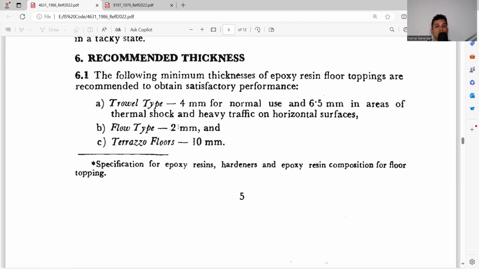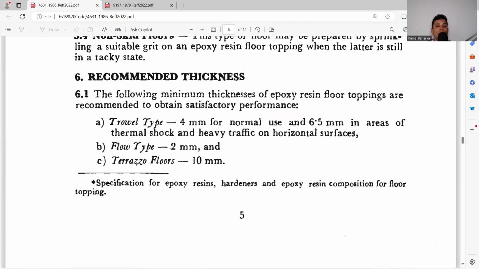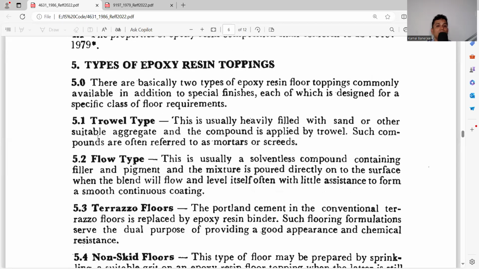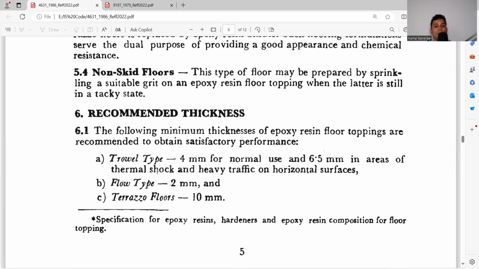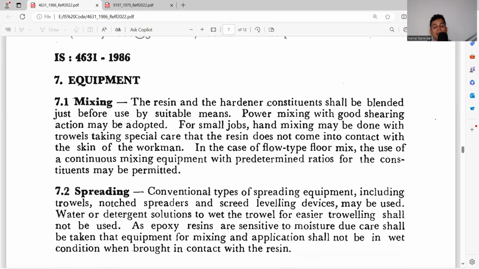Then floor type, that is 2 mm, terrazzo floor 10 mm. These are the requirement of the thickness that we need to mention. And what is the different types mentioned in the code? That is trowel type, floor type, terrazzo floor, and non-skid floor. That we already discussed different types of epoxy flooring, and this is the recommended thickness. Now we need to lay down the epoxy flooring.